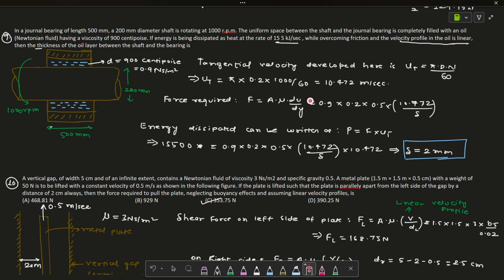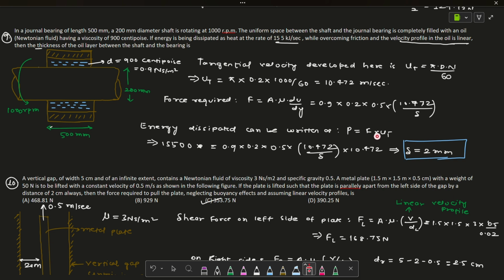Let me explain you. Mu is 0.9. I've used that value first here, and area is 0.2 into 0.5, right? If you take that rectangular part, if you see from the cross sectional view, you will get a rectangular part, and that area is equal to 0.2 into 0.5.